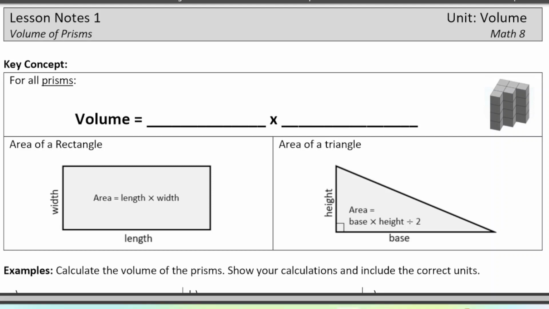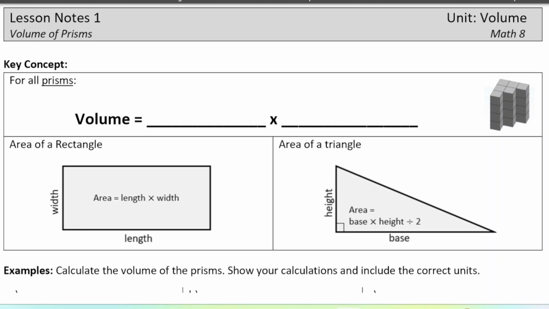So prisms, remember, are shapes that have the same face on the front and the back, or the top and the bottom. So examples would be a rectangular prism that looks something like this. Okay, or a triangular prism that looks like this. Or a cylinder that looks like this. These would all be prisms because they have the same face on the top and the bottom, or the front and the back, depending on how it's oriented.